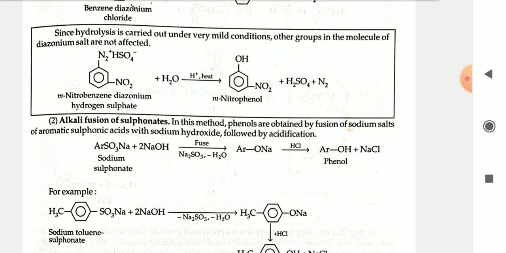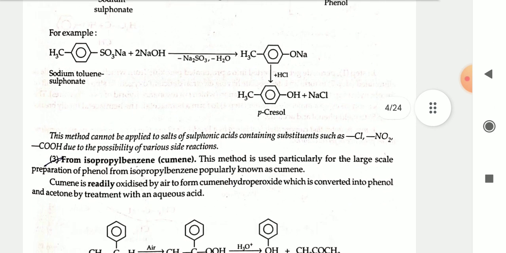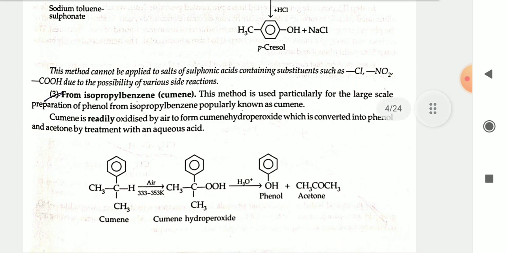Second, alkali fusion of sulfonates. In this method, phenols are obtained by fusion of sodium salt of aromatic sulfonic acid with sodium hydroxide followed by acidification. Sodium sulfonate plus 2 moles of NaOH will give ArONa. In presence of HCl, it will form phenol plus NaCl. This method cannot be applied to salts of sulfonic acid containing substituents such as chlorine, NO2, COOH due to the possibility of various side reactions.